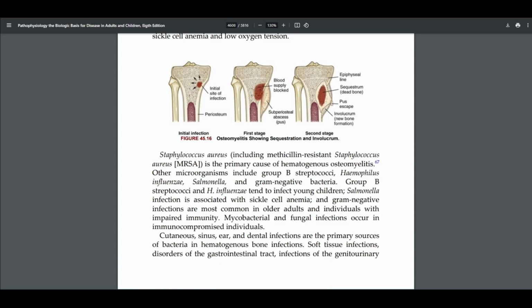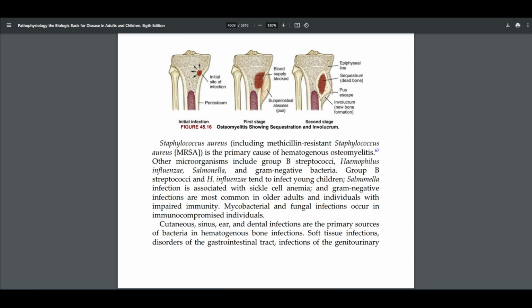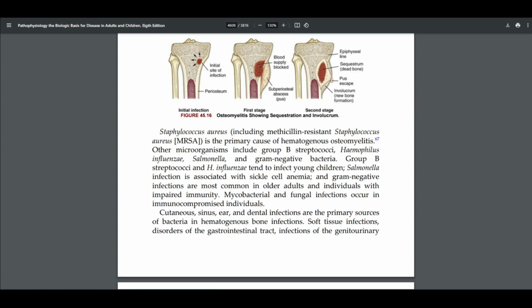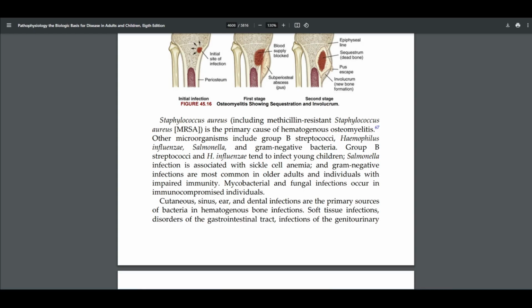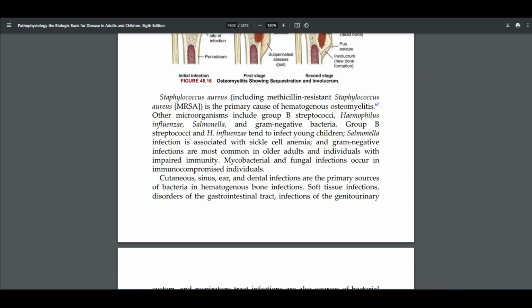Staphylococcus aureus is a primary cause of hematogenous osteomyelitis. Other microorganisms include group B streptococci, Haemophilus influenzae, Salmonella, and gram-negative bacteria. Group B streptococci and H. influenzae tend to infect young children. Salmonella infection is associated with sickle cell anemia, and gram-negative infections are most common in older adults and individuals with impaired immunity. Mycobacterial and fungal infections occur in immunocompromised individuals.